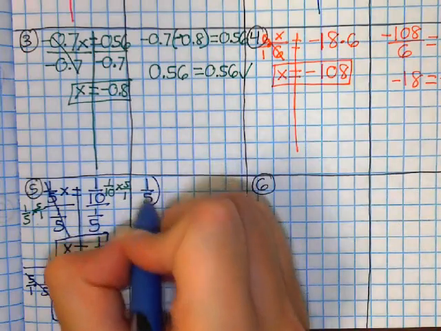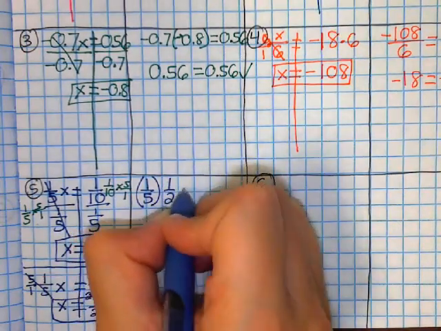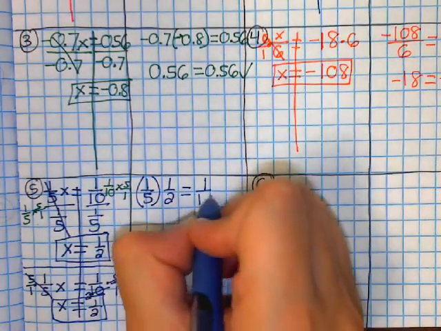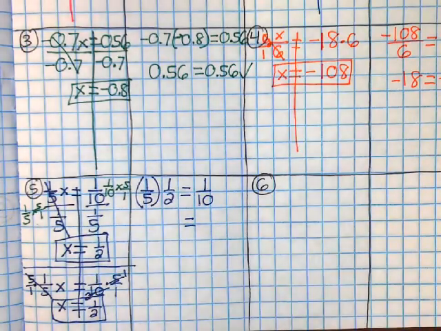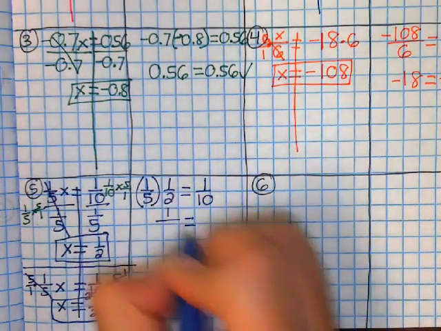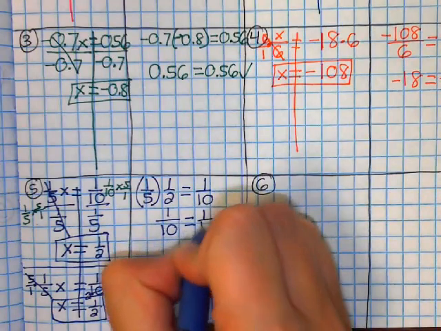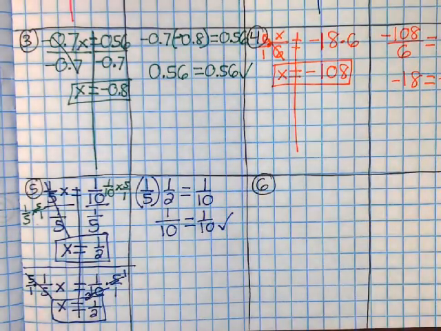1/5 times 1/2 should equal 1/10. Well, 1 times 1 is 1, 5 times 2 is 10. That does indeed equal 1/10.